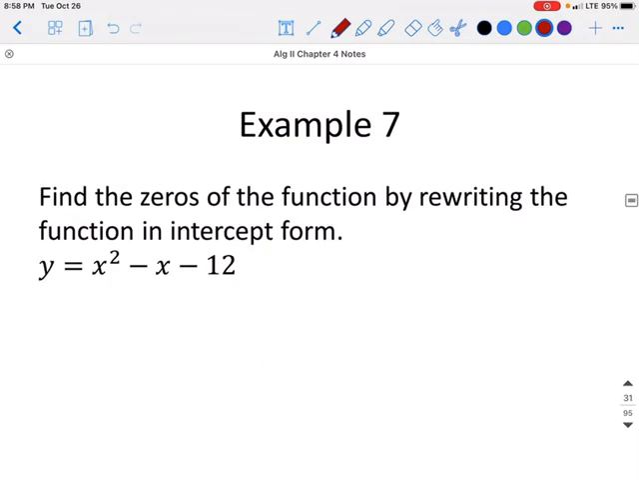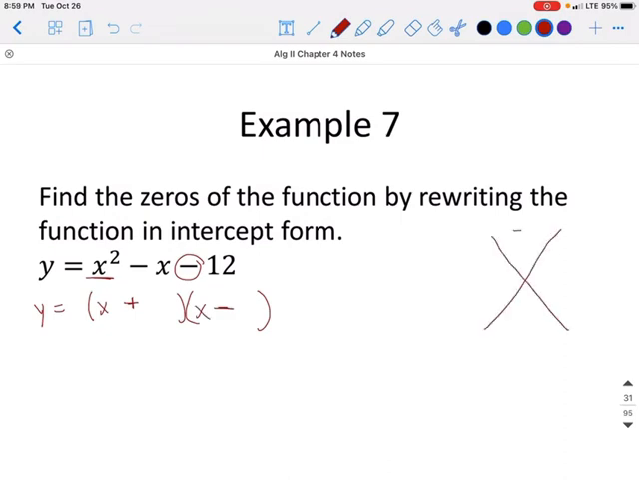We're going to find the zeros of the function by rewriting the function in intercept form. So again, the zeros and the roots are the same thing. We're just going to rewrite this. So if we factor this to write this in the intercept form, multiplies to get a negative. The only way to do that is to have one positive and one negative. Multiplies to get x squared is x and x.